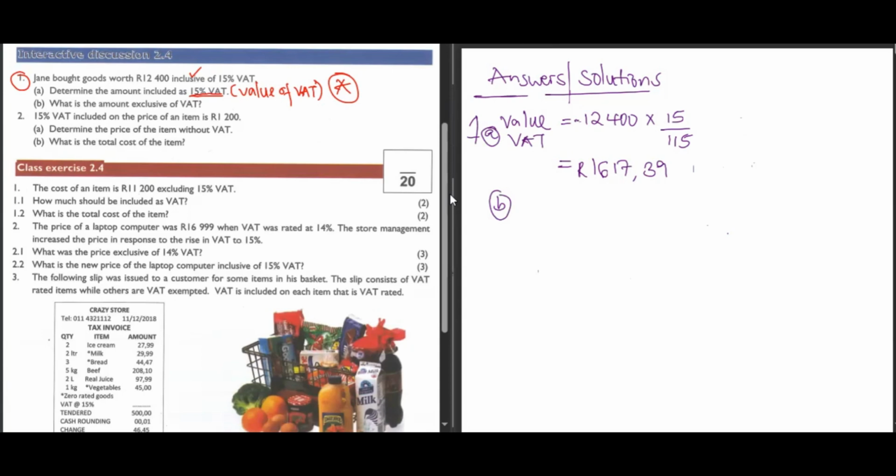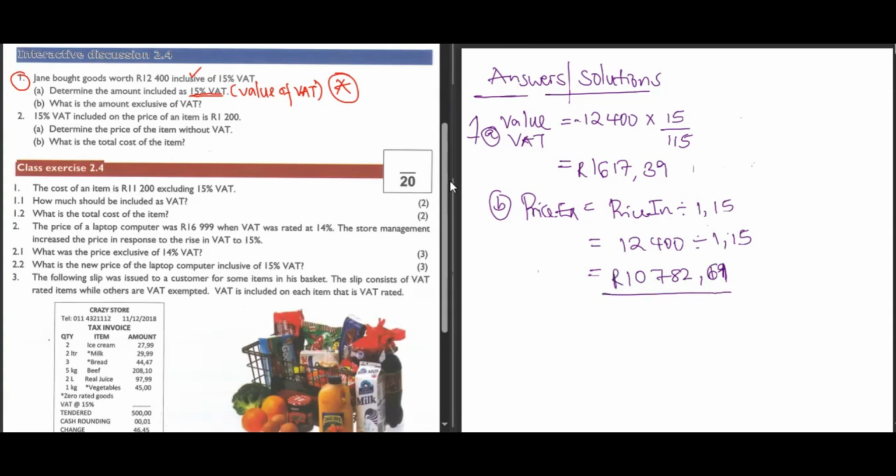All right. Let's look at question number 1, part B. Part B is looking for the price VAT exclusive. We said when you're looking for the price excluding VAT, we shall take the price including VAT and divide it by 1,15. Straightforward, we shall get 12,400 divided by 1,15. And the final answer becomes 10,782 rand, 61 cents. So this is how we do it normally. All right, we look at question number 2.